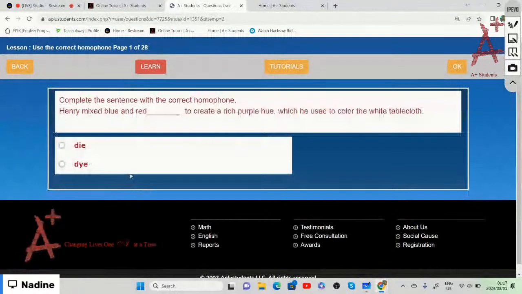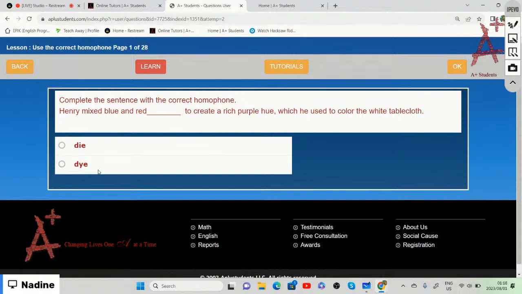Henry mixed blue and red dye. We need to choose one of these words to create a rich purple hue, which he used to color the white tablecloth. Is it dye, which is DIE, or dye, which is DYE, right? So these two words, dye, are homophones because they sound the same. It's just that the spelling as well as the meanings are different.